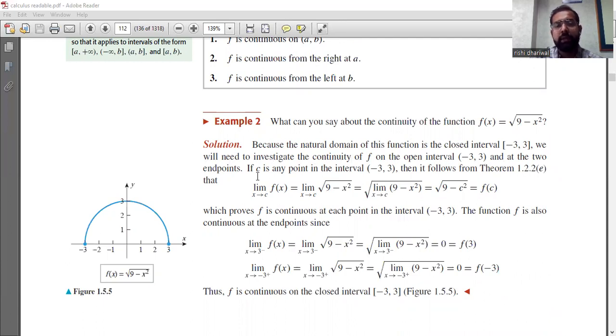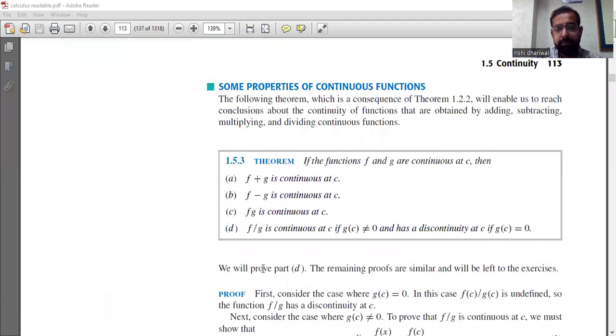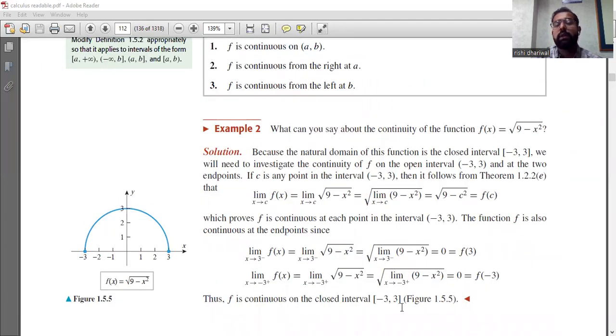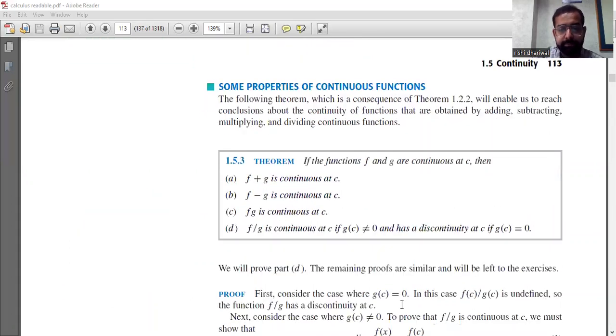And at the two endpoints. If c is any point in the interval, then it follows from the theorem that the limit as x approaches c of f(x) is equal to the limit as x approaches c of the square root of 9 minus x squared, which is equal to f(c). This proves that f is continuous at each point in the open interval (-3, 3). The function is also continuous at the endpoints: the limit as x approaches 3 from the negative side of f(x) is equal to 0, which is equal to f(3), and the limit as x approaches minus 3 from the positive side of f(x) is 0, equal to f(-3). Thus, f is continuous on the closed interval [-3, 3].